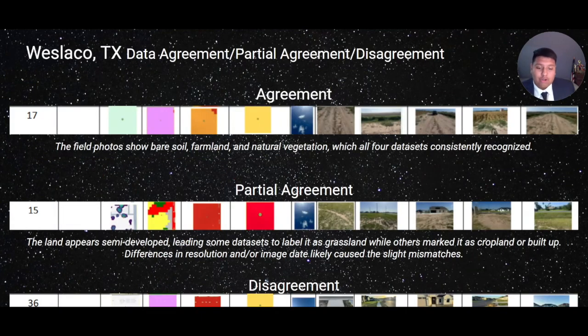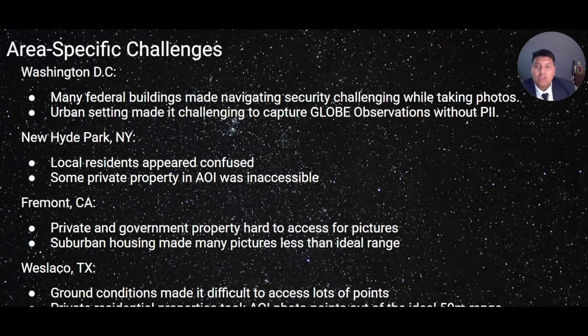So I compared my Globe Observer images with satellite data sets, and in some cases, they all agreed, usually when the land types were vegetated. Partial agreement happened in areas that were changing, but in many cases there was disagreement, especially in areas where urban development changed croplands. So now moving on to area-specific challenges.